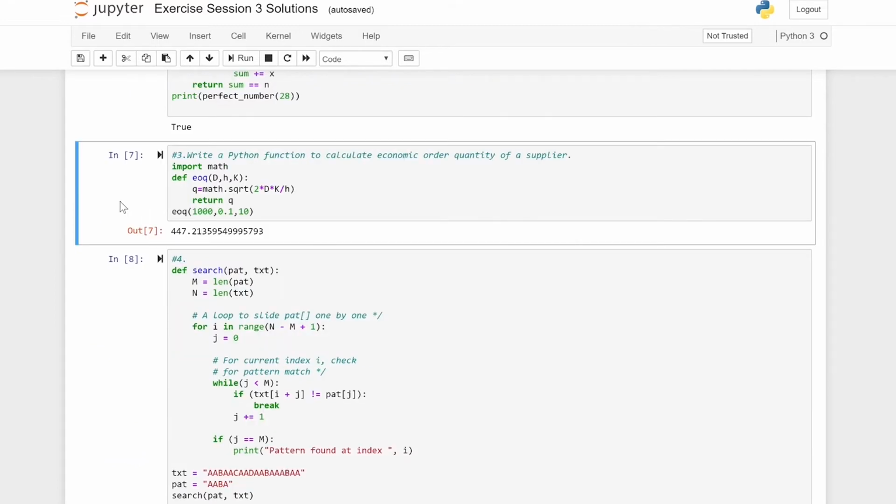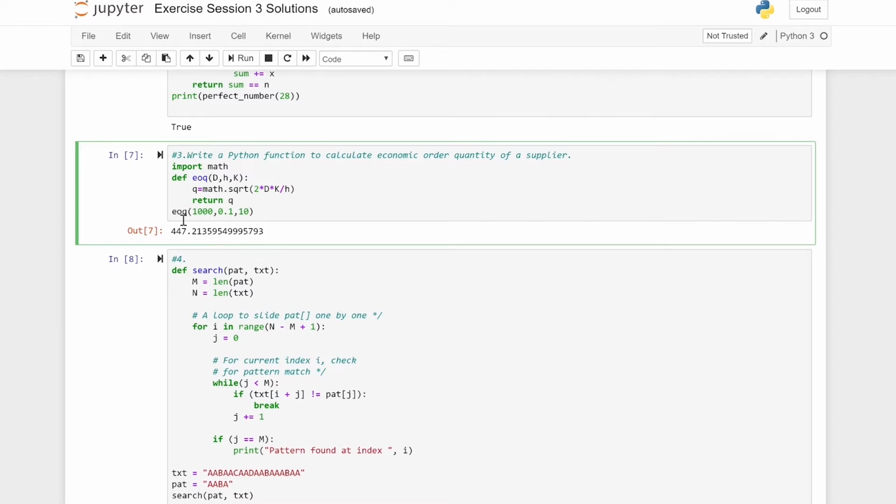This is an industrial engineering topic. Write a Python function to calculate the economic order quantity of a supplier. This supplier has a demand of 1000, a holding cost of 0.1 and a fixed cost of 10. To be able to calculate economic order quantity, we need a formula, which is the square root of this calculation over here. To be able to use square root, we have to import math and use the square root function from the math module.